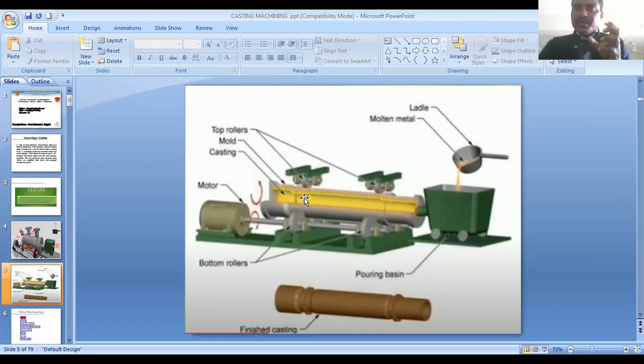एक कास्ट यानी कि ऑब्जेक्ट हमने बना लिया है, वो मोल्ड की हेल्प से बनाया है। मोल्ड के अंदर हमने मोल्टन मेटल को फिल किया और एक परमानेंट कास्टिंग या ऑब्जेक्ट तैयार हो गया। ठीक है, दिस इज द मोटर, दिस इज द मोल्टन मेटल एंड दिस इज द लैडर। तो इट इज अ वेरी सिंपल मेथड, बट इट इज अ वेरी इंपॉर्टेंट, and this is a very useful method for the casting.